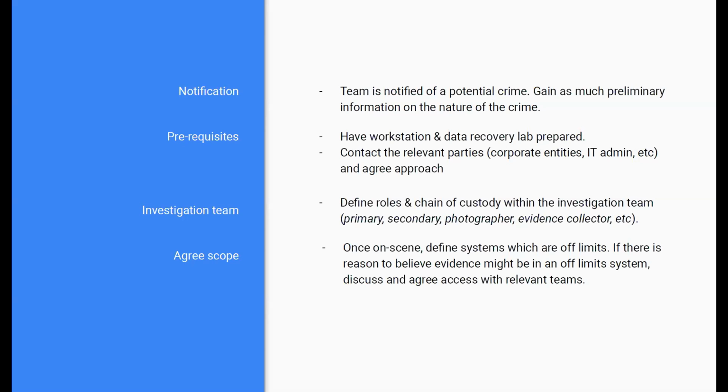In that case, we would need to know what systems are okay to access and which systems are off limits. If at any point you feel that any of these off-limit systems might have evidence, then obviously talk to the relevant teams, talk to legal, and tell them that this is something you think will need to be accessed. Based on that, make sure you cover all your bases before you start accessing that system. Basically, sign off on everything before you do anything.